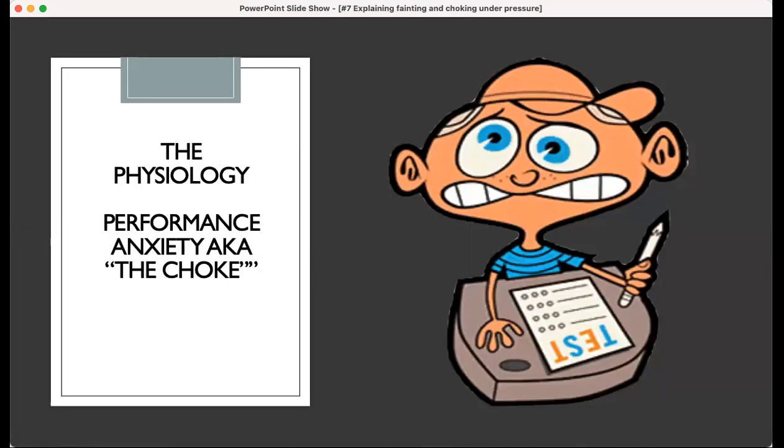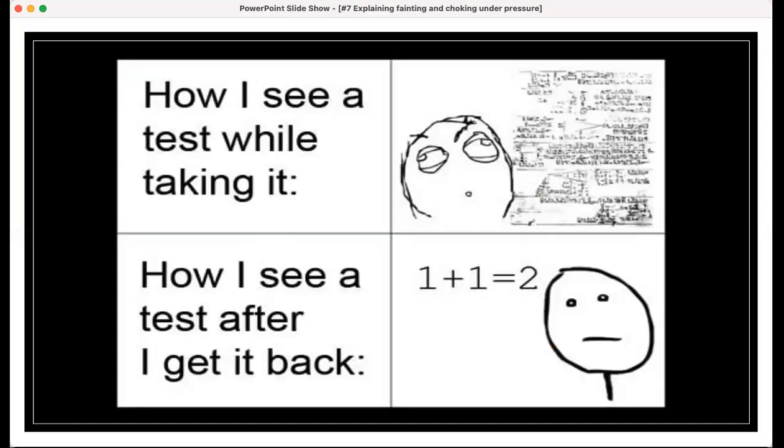All right, so the next one is the choke. We're going to talk about the performance anxiety. The top is how I see a test when taking it. Everything is just so confusing. And then how I see after a test after I get it back. And that's when things all seem so clear. What's going on with your brain at that point?